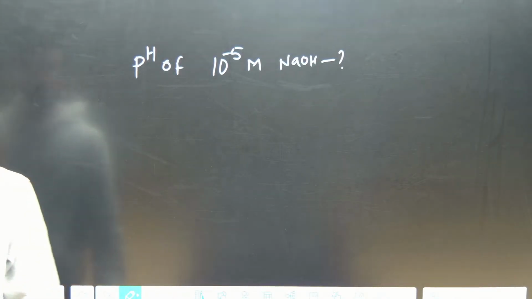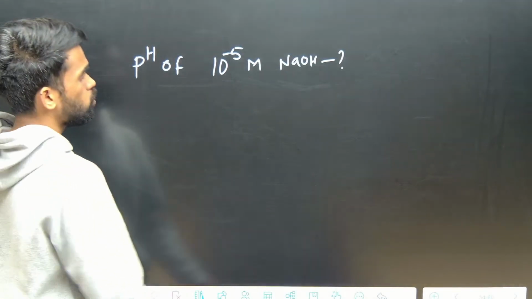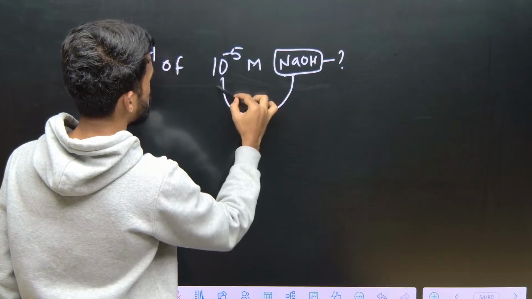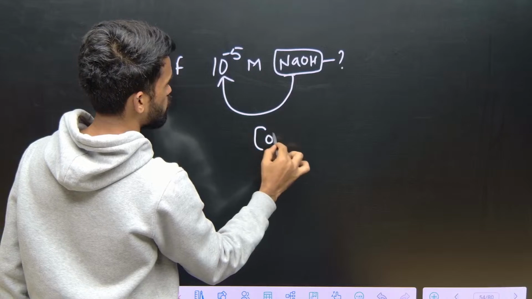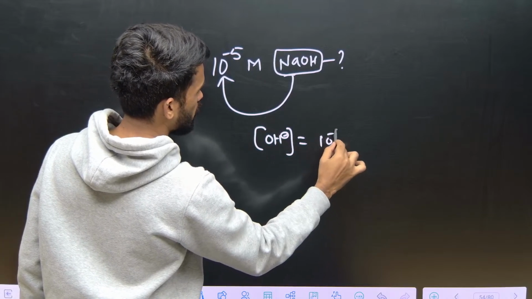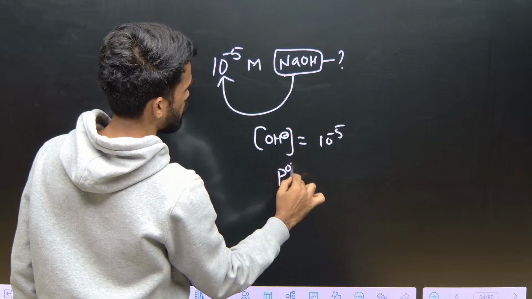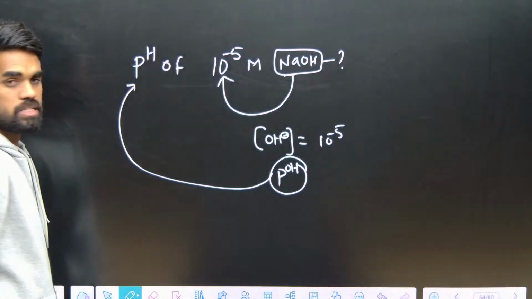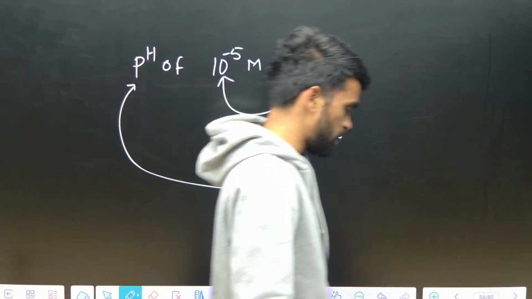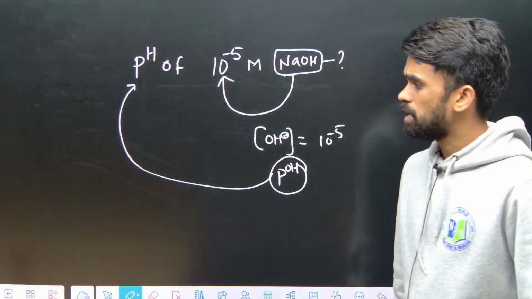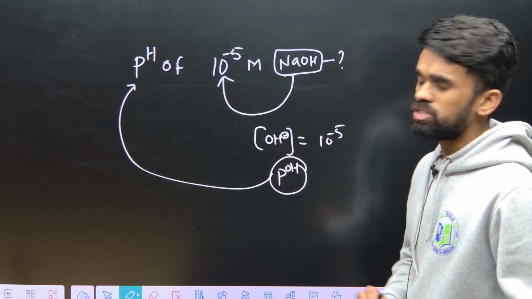Yes, anyone can answer. So what to do? I have given OH minus. Whatever the concentration mentioned, this is the concentration of OH minus. So using this 10 power minus 5, find pOH first. After doing that you convert it into pH. That will be your answer. Just mention your answer in the chat box. So practice, try it and tell me your answer in the chat box.